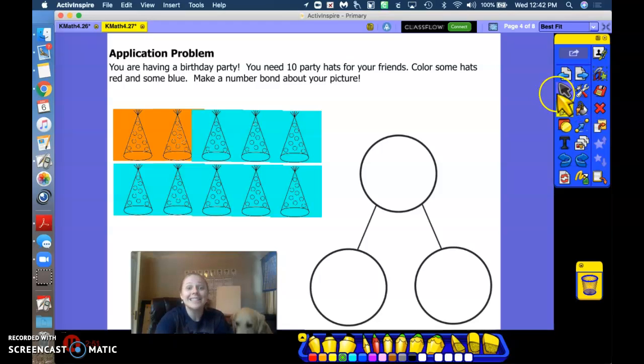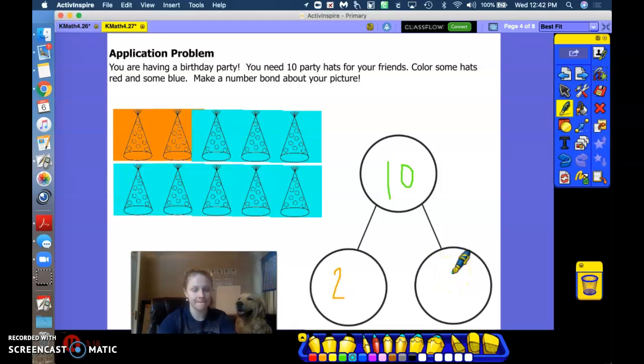So good. All right, now we're having a birthday party. How many hats do I have all together? I see that too. 5 on top, 5 on the bottom makes 10. To write 10, we do a 1 and then a 0. How many hats are orange? 2. How many hats are blue? 8. Good. Let's say the number sentence together. 2 plus 8 makes 10. Every day 2 and 8 get together, they make 10.